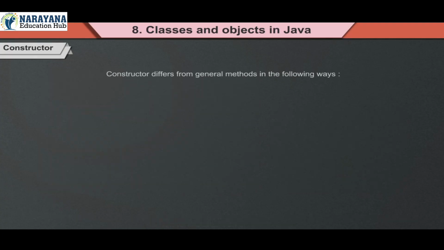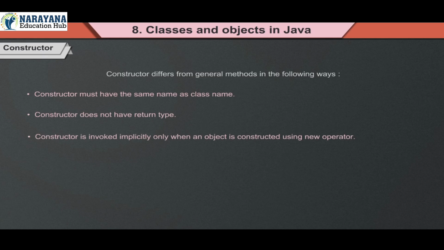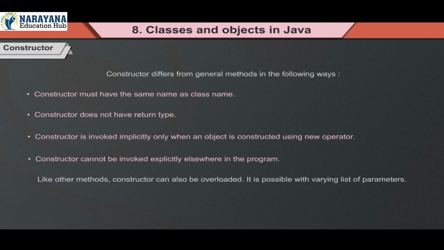Constructor differs from general methods in the following ways. Constructor must have the same name as class name. Constructor does not have return type. Constructor is invoked implicitly only when an object is constructed using new operator. Constructor cannot be invoked explicitly elsewhere in the program. Like other methods, constructor can also be overloaded. It is possible with varying list of parameters.